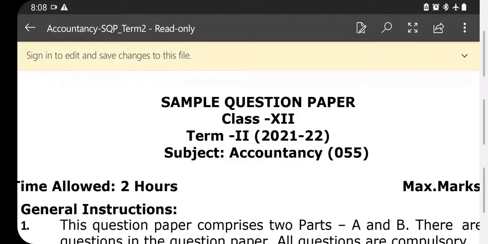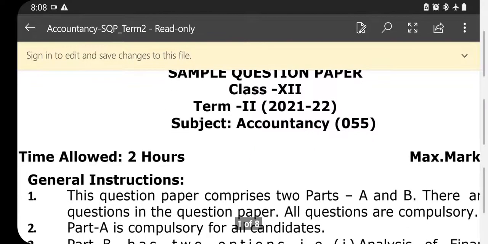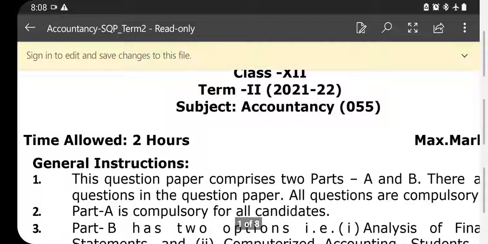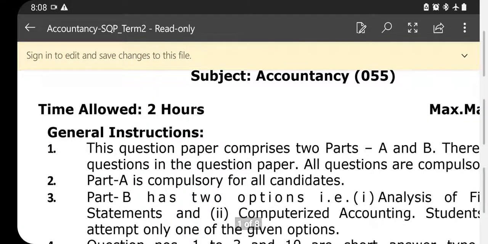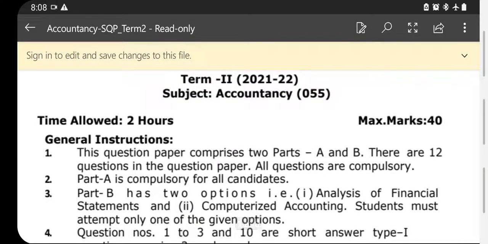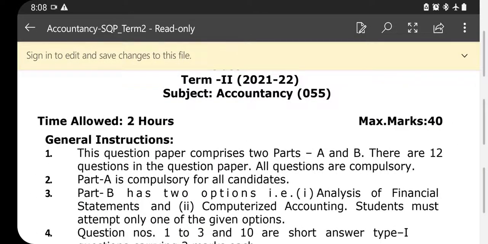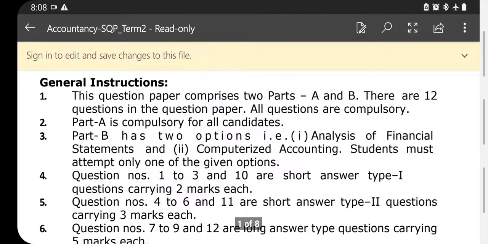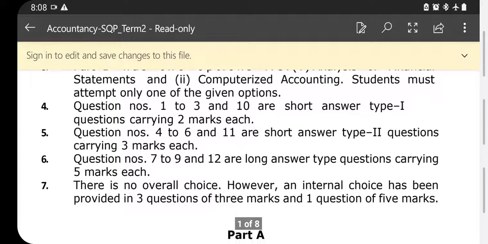Hi students, today we discuss the sample question paper, Class 12, Term 2, subject Accountancy. Time allowed 2 hours, maximum marks 40. So general instructions, there are 7 instructions.